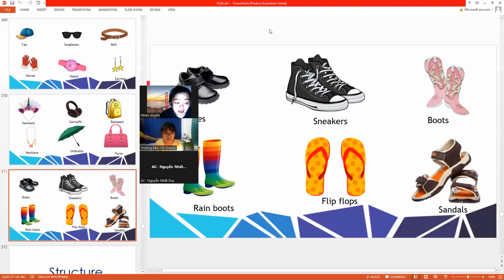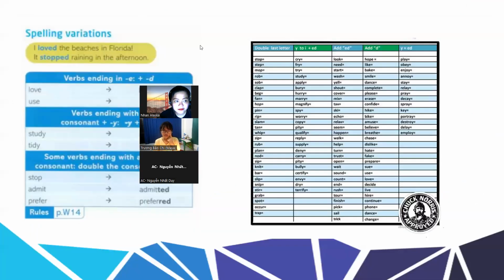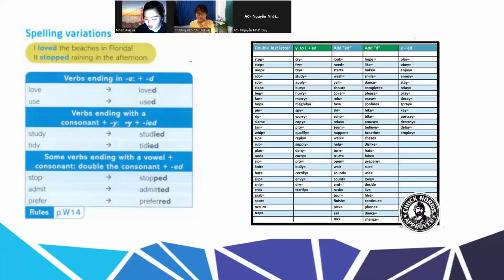From the title itself, spelling variation. What can you imagine? Spelling variation. What can you think of? What can you think of? Spelling variations.